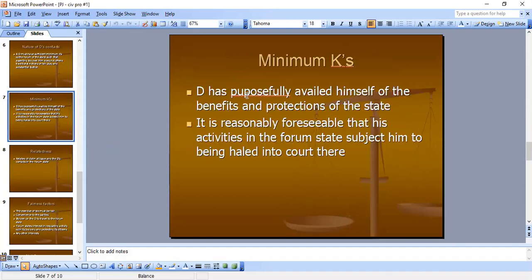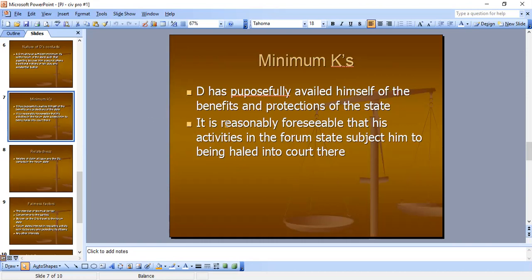Minimum contacts. Defendant has purposely availed himself of the benefits and protections of that state, whatever state he's in at the time of the injury or the time of the tort or the time of the real property being sold, all of that. It is reasonably foreseeable that his activities in the forum state subject him to being hailed into court there. So you have to prove why the court would allow this state to hail him into this court. So you've got to prove he has at least minimum contacts there.